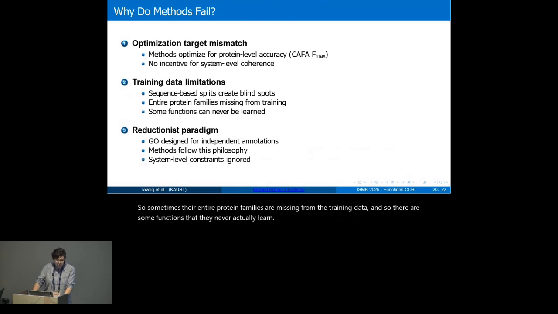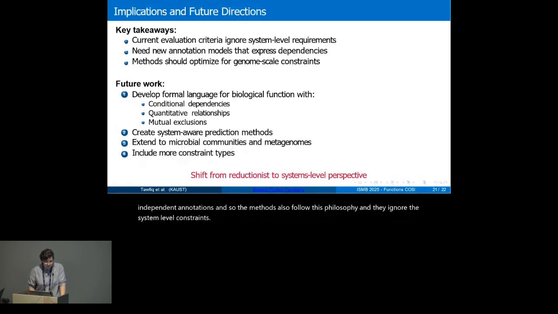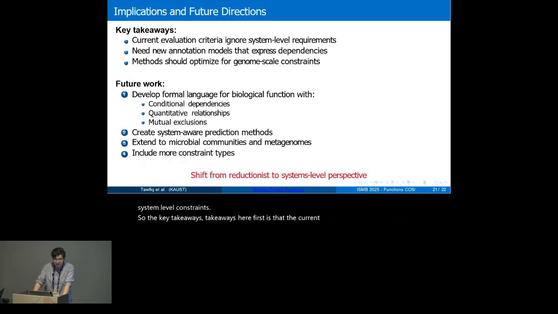The third is we go back to the reductionist paradigm, where GO specifically is designed for independent annotations. And so the methods also follow this philosophy, and they ignore the system level constraints. So the key takeaways here, first, is that the current evaluation criteria ignore these system level requirements. So we do need new annotation models that express these dependencies and methods that optimize for these genome scale constraints.